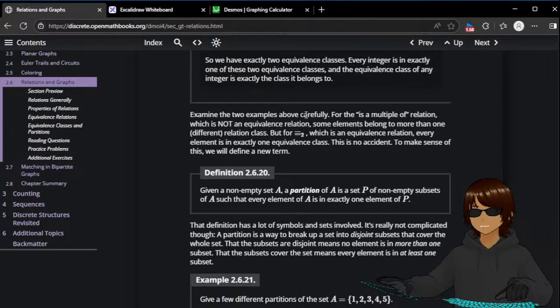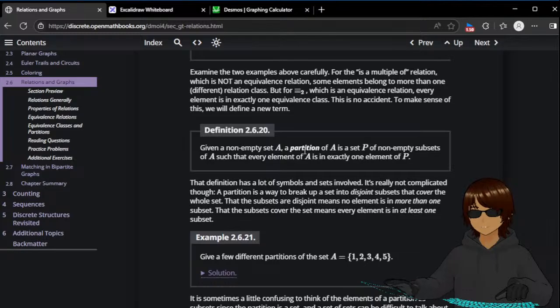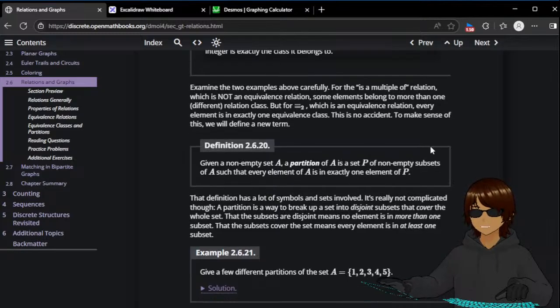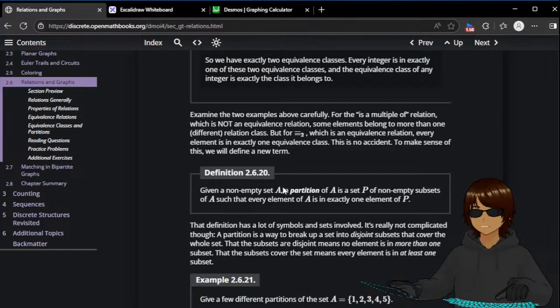For the is a multiple of relation, which is not an equivalence relation, some elements belong to more than one relation class. But for equal, which is an equivalence relation, every element is in exactly one equivalence class. This is no accident. To make sense of this, we will define a new term. Given a non-empty set A, a partition of A is a set P of non-empty subsets of A such that every element of A is in exactly one element of P.